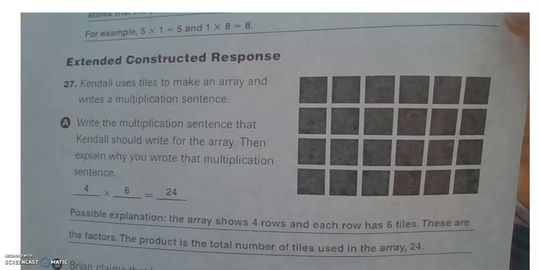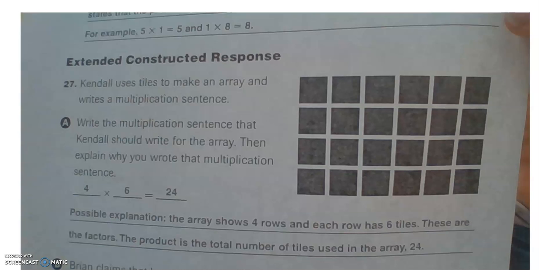Another part of a constructed response is a two-part extended constructed response. And these really get you thinking. So you have to read them carefully and think about what it's showing and telling you, and then answer it. So this is saying Kendall uses tiles to make an array and writes a multiplication sentence. So here are the tiles to the right, and you can count them up. It says, write the multiplication sentence that Kendall should write for the array, then explain why you wrote that multiplication sentence. So think of it as teaching someone else how to figure out an array.